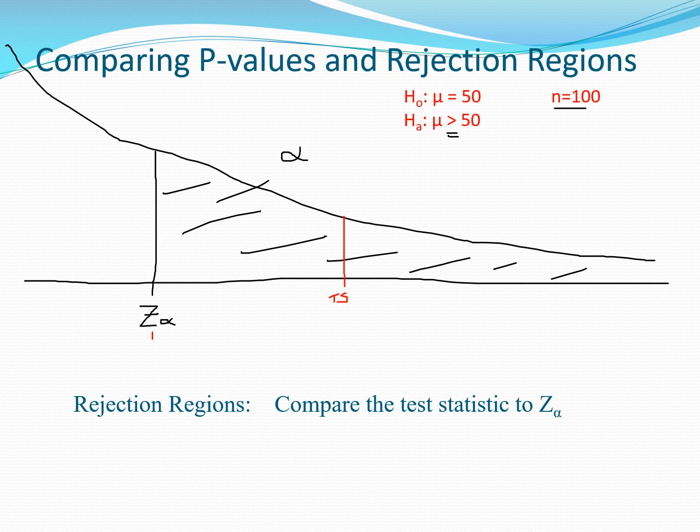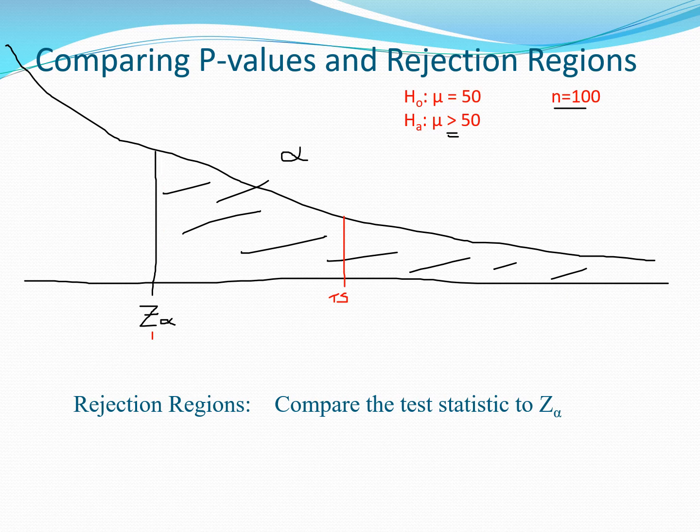Now, if the test statistic were further out, maybe like over here, I'm still going to reject, right? But what if the test statistic were something like right here, and I'm trying to draw it real close and I didn't get super close. We're still rejecting, but just barely. Now let's go back to the original.